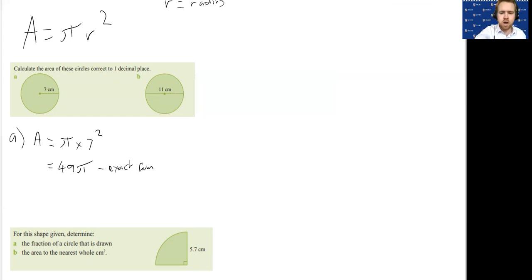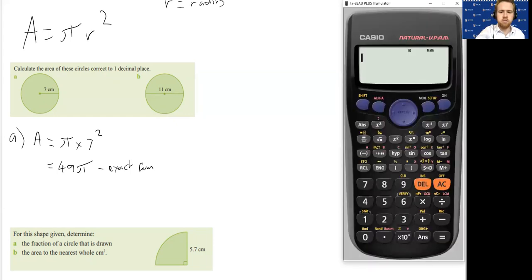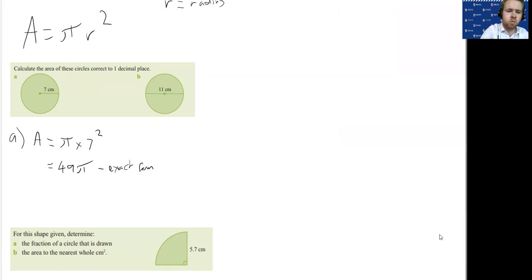But if it asks you to one decimal place, we can then simplify this. Now your pi button is just down here. You've got to press shift and then your times 10 to the x. So you can see the pi there just above it. And then we can put that in and we get, to one decimal place, 153.9 centimeters squared.